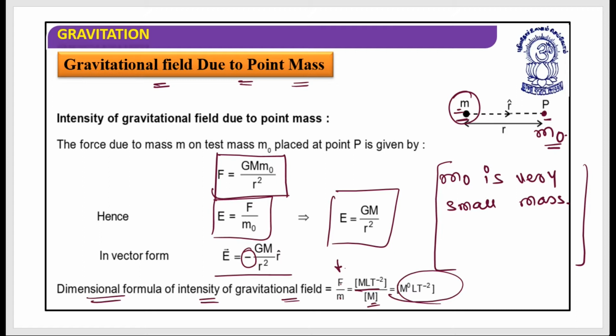Always remember that this is the standard formula for a point mass: E is equal to G into m divided by r square. I hope this is clear. Is it clear? Do you understand this? Are you sure? Can you calculate the gravitational field due to a point mass?